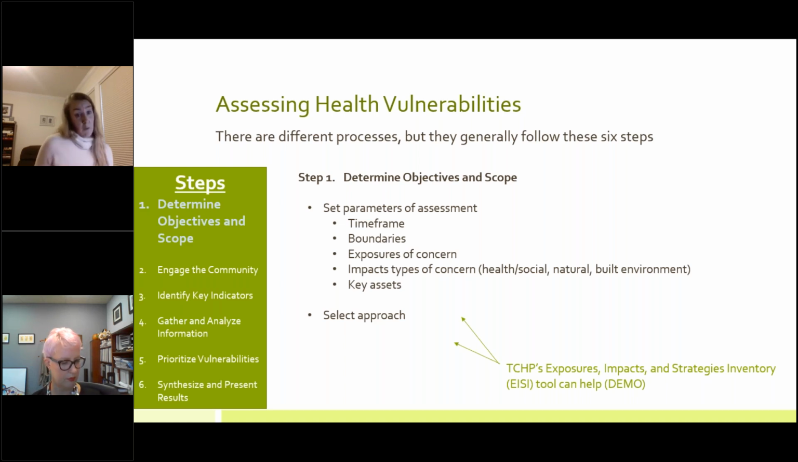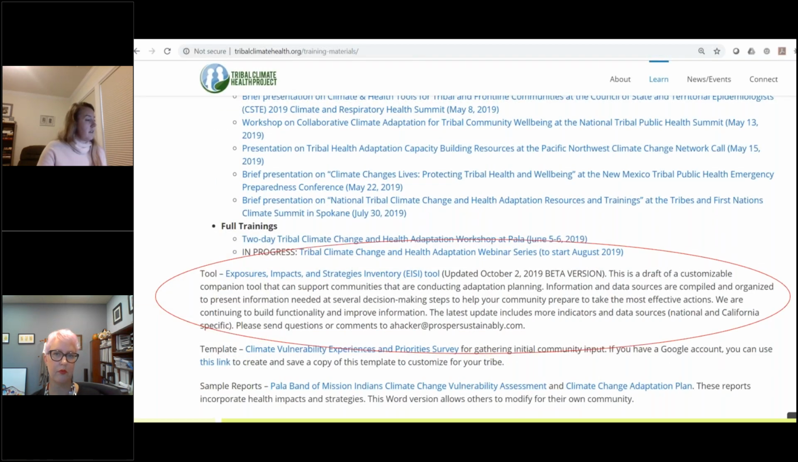And then your key assets. You might want to do some inventorying of what key assets are important to you. Some communities may just want to say, I want to look at my tribal administrative building exclusively. I don't know why, but maybe there's some critical building, your fire building, that you want to look at. Okay, so back to that website on the training materials. If you want to download the Exposures, Impacts, and Strategies inventory tool, you can do that, or you can wait till next time when I'm going to be doing a whole demo.